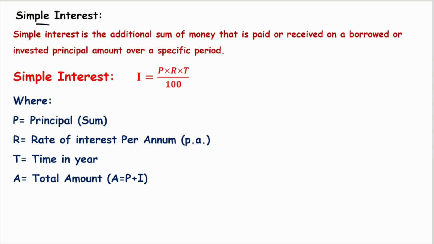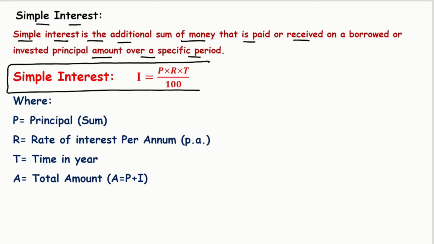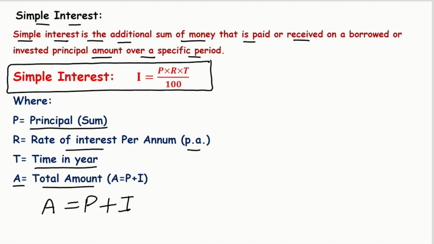So here we can conclude the simple interest. Simple interest is the additional sum of money that is paid or received on a borrowed or invested principal amount over a specific period. So simple interest is P times R times T over 100, where P is the principal amount or sum, R is the rate of interest per annum, T is the time in years, and A is the total amount which one has to pay, which includes principal amount plus total interest.